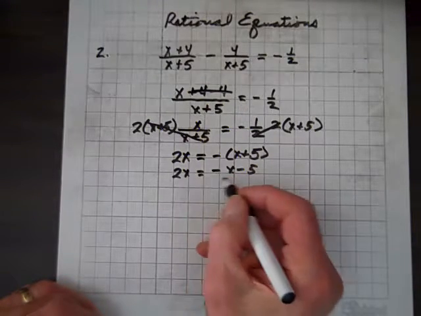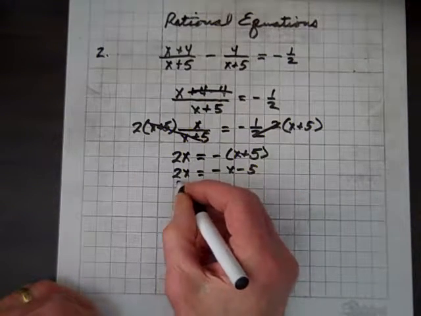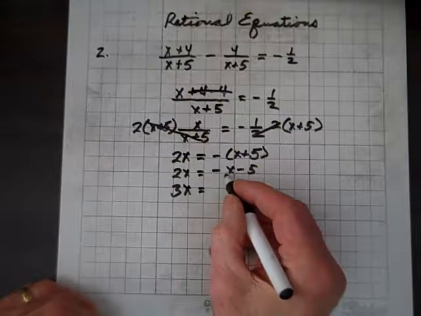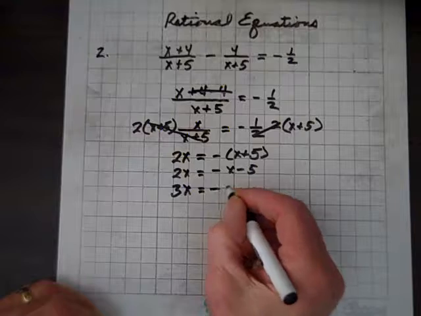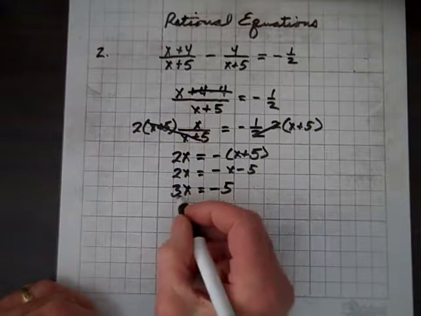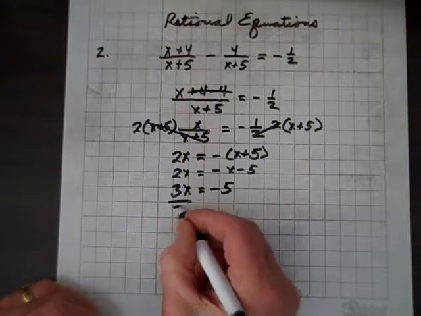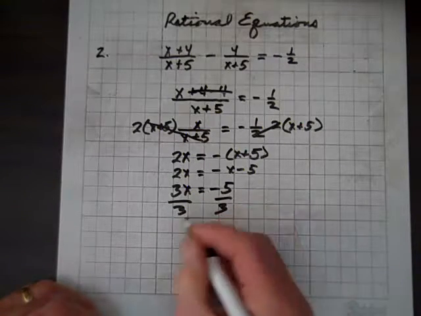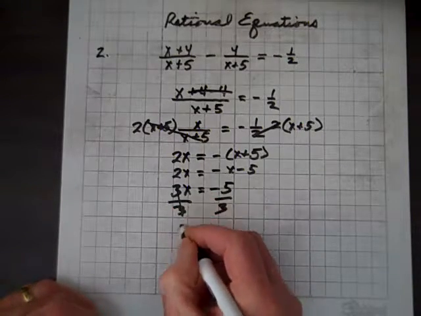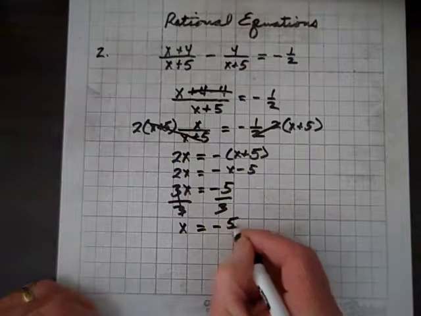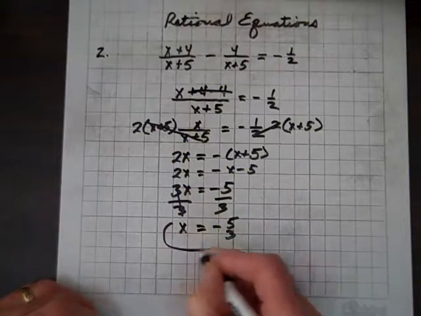So we'll distribute that negative, and we get a negative x minus 5. Now we'll add x to both sides, and so x plus 2x is 3x. And here we got rid of the x, so we just have a minus 5. Now finally, let's divide both sides by 3. And so the 3's divide out, and we get x equals negative 5/3, and we are done.